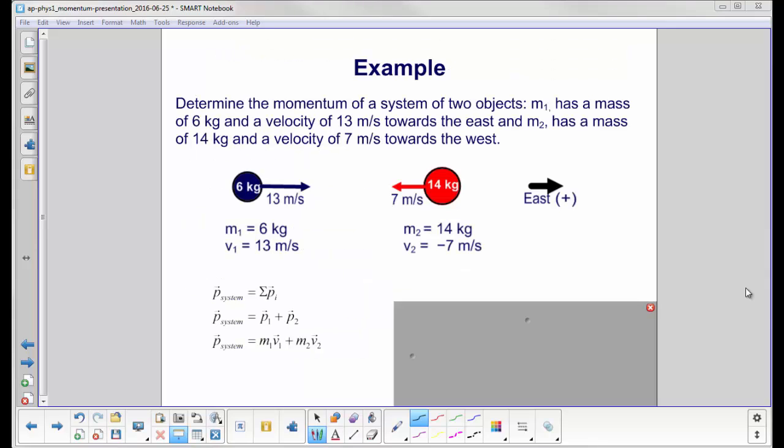Determine the momentum of a system that has 2 objects, m1, that's over here, which has a mass of 6 kilograms and a velocity of 13 meters per second towards the east, and m2 over here that has a mass of 14 kilograms and a velocity of 7 meters per second towards the west. So let's talk about east being positive, fairly typical to the right. We've written down our givens here. The equation is the total momentum equals the sum of each individual momentum, which will be m1v1 plus m2v2.